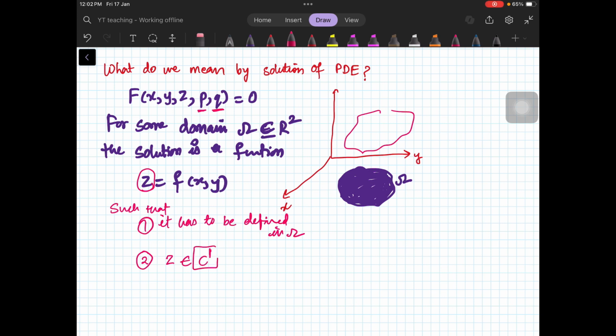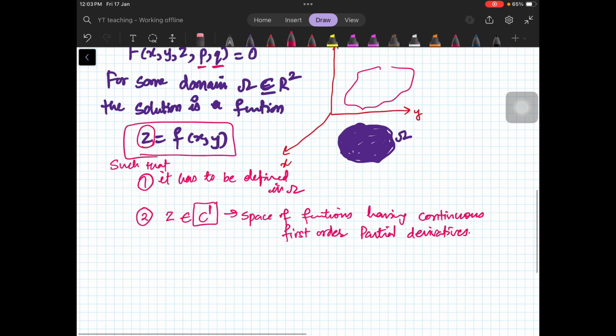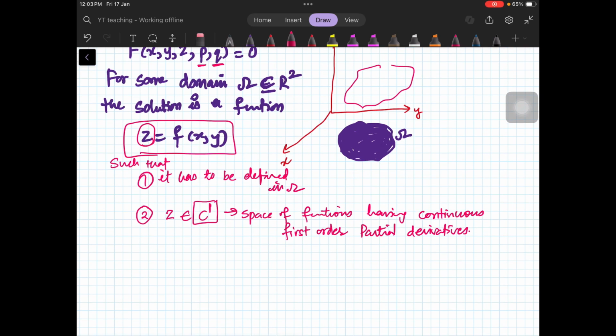What is C1? C1 is a space of functions having continuous first order derivatives, first order partial derivatives in this case. Okay, then only this function will be eligible to be a solution. This is very important. This will make your understanding very strong regarding the differential equation.